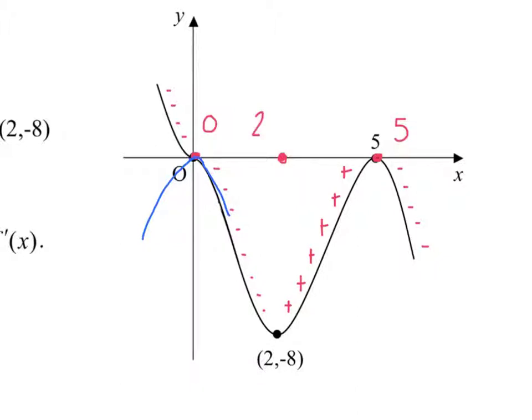What we can also see is that the derived function will have to pass through this point here. So that means we're going to have to turn around and go back upwards. There's no way of clearly identifying how far down it will go, so we'll put our curve there and we'll sketch it up towards this point.